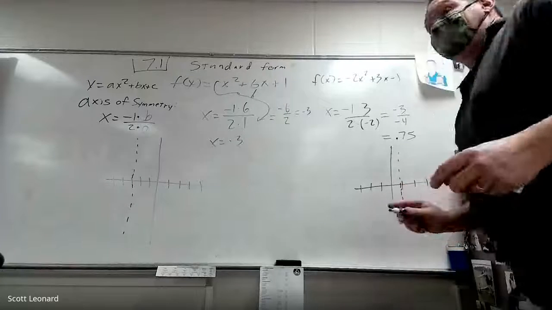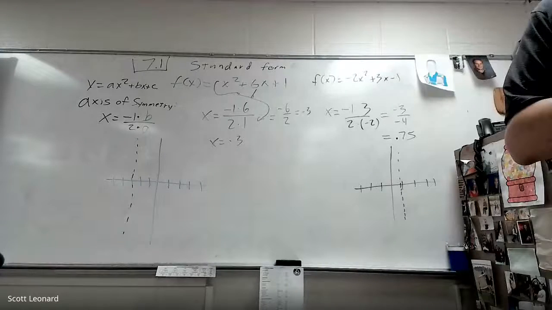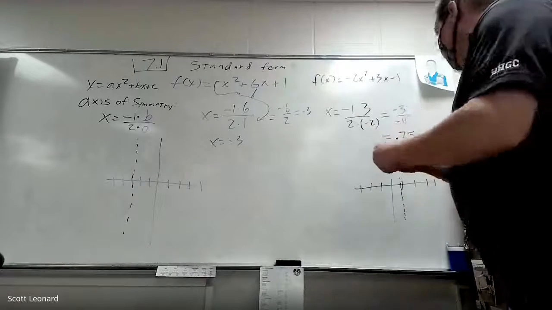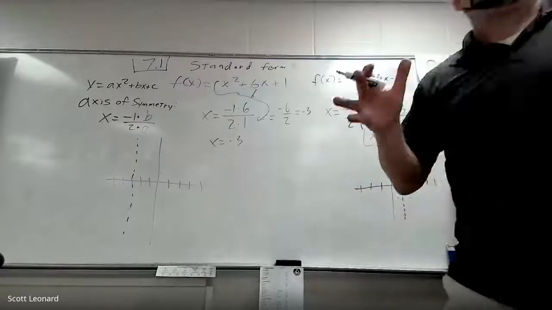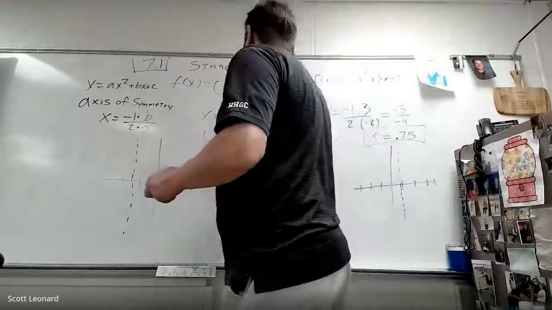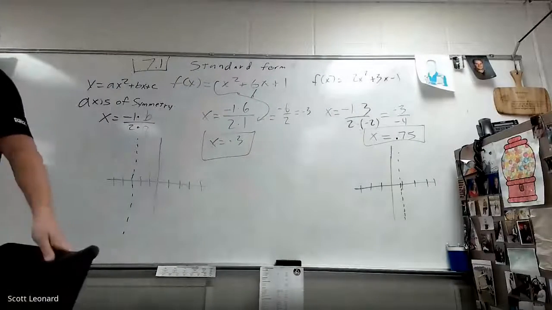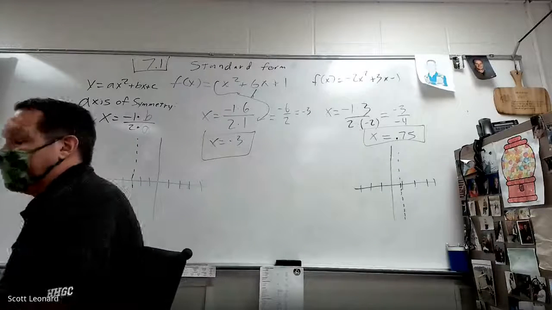Okay. Pretty good. All right, so problems 1 through 6 now on your homework. Find the axis of symmetry. Remember, you need to write it as an equation. It's got to look like this. You cannot just write the number -3 or 0.75, it's got to be x equals. All right, in about 12 to 15 minutes, we'll go over the last part of today's assignment, which is vertex.